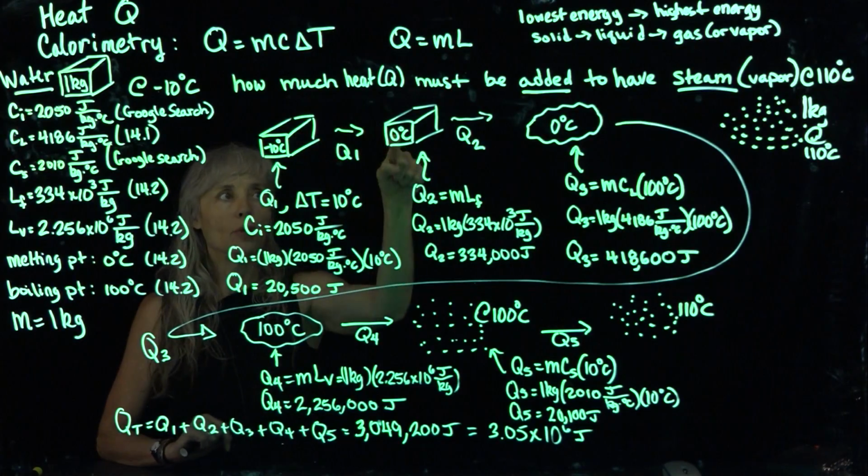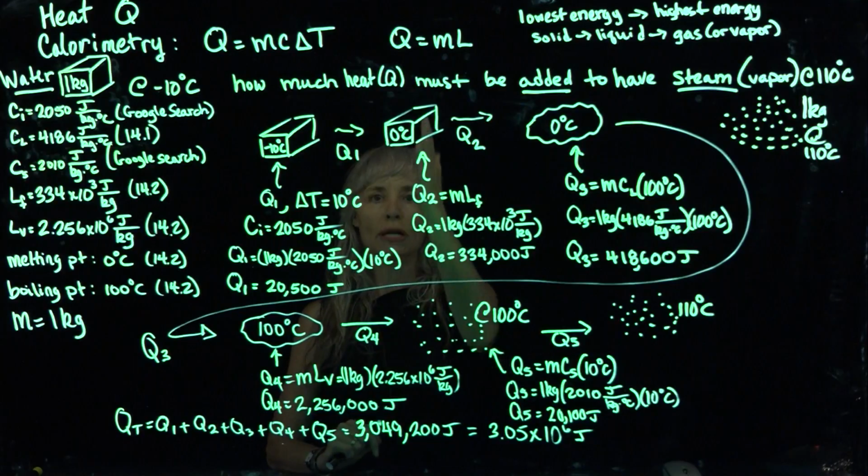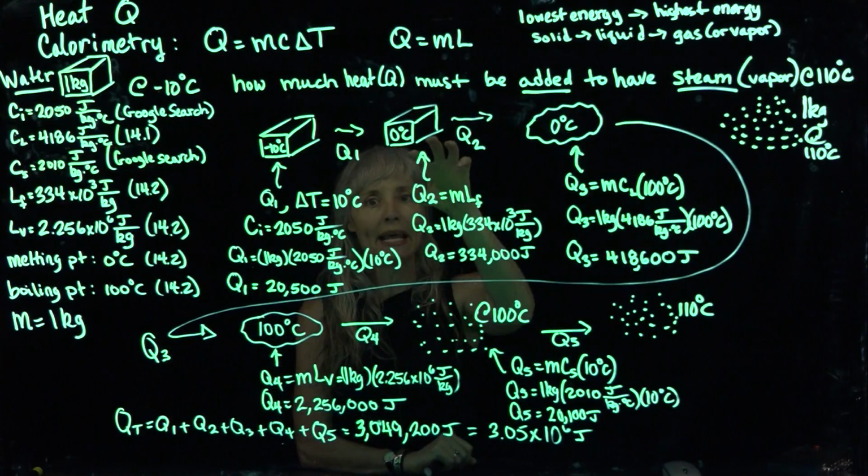What will I get? I will get a block of ice at 0 degrees C. So now I have this block of ice at 0 degrees C. Now I'm going to add more heat energy to this block of ice at 0 degrees C. Well, 0 degrees C is the melting point. So when I add heat energy to a material at its melting point, it will begin to change phase.